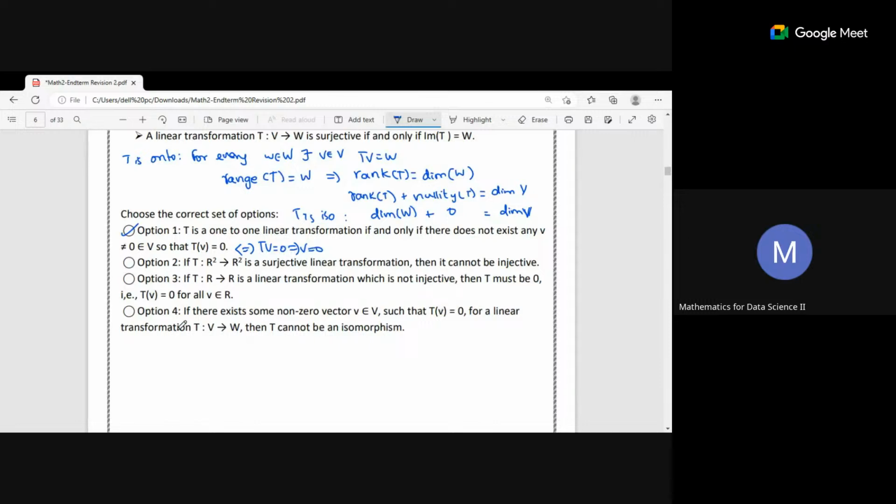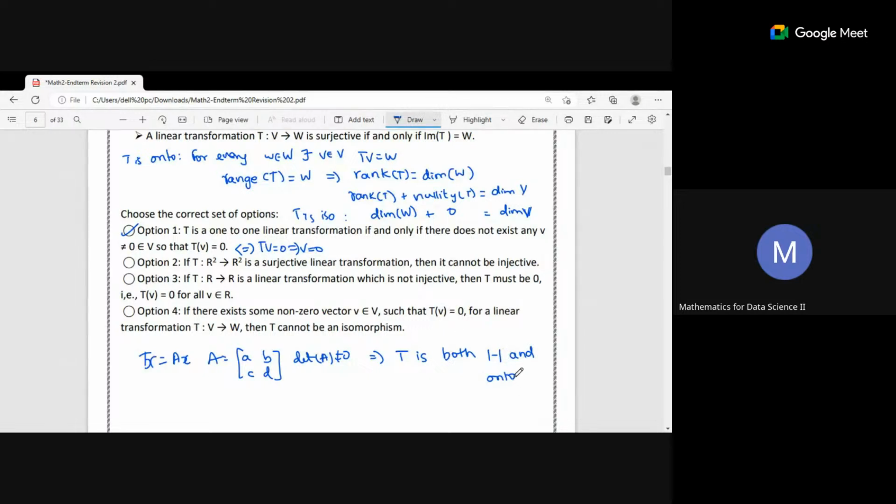Here, take any transformation T of x equal to Ax, where A is a matrix abcd with the determinant of A non-zero. Then what can you say about T? T is both one-to-one and onto R2. Okay. So here it is given that if it is surjective, it cannot be injective, but definitely that is not the case. It is possible that such a transformation can be both one-to-one and onto.